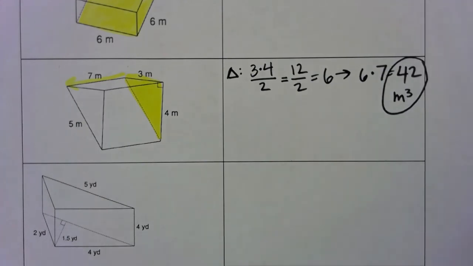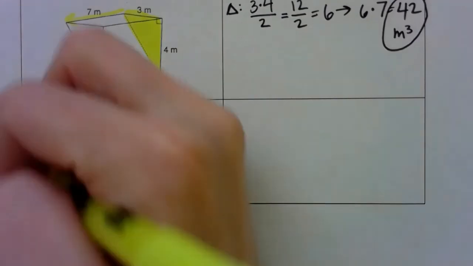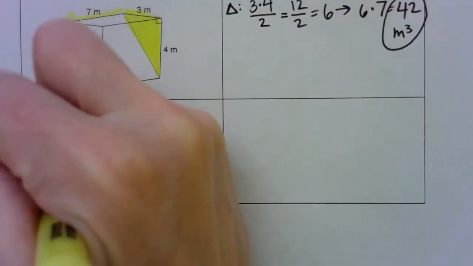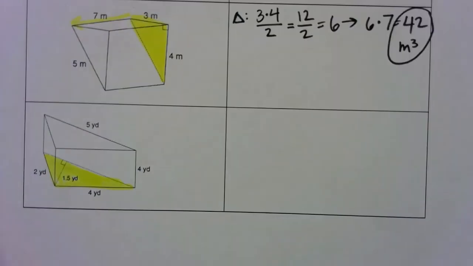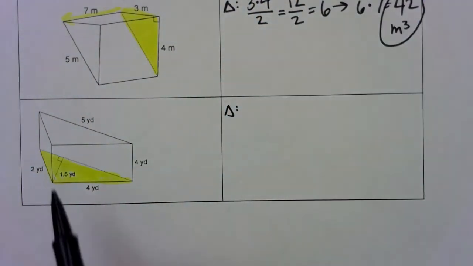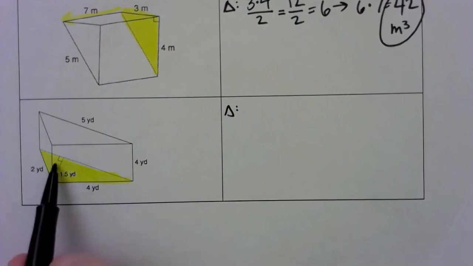All right, now that you've had a chance to try that triangular prism, let's go through it together. So remember, the triangular faces are going to be your bases in a triangular prism. So I'm going to highlight this one on the bottom. That's going to be the base I'm working with. So we need to do, since it's a triangle, base times height divided by 2. And it looks like here's our little right angle. They've marked your height as 1.5 yards.